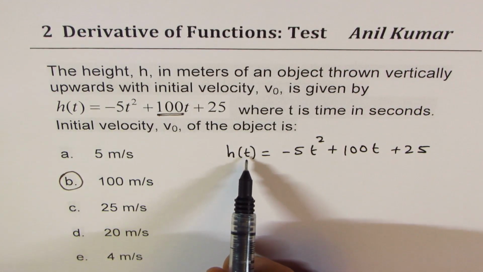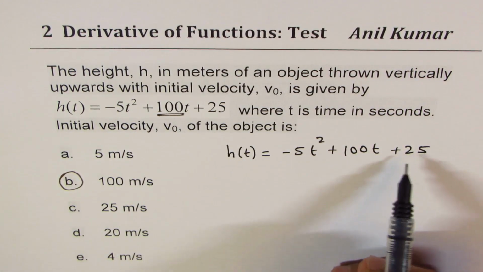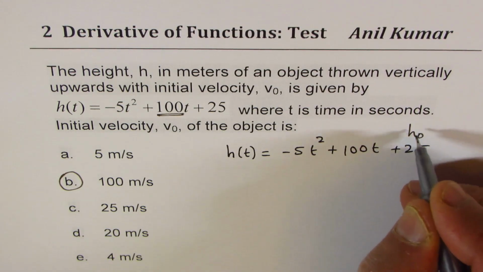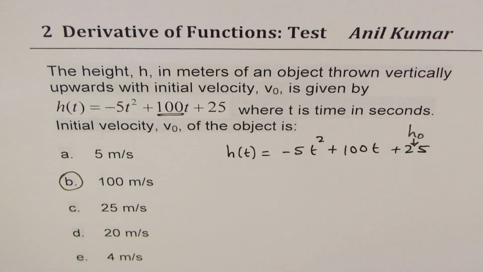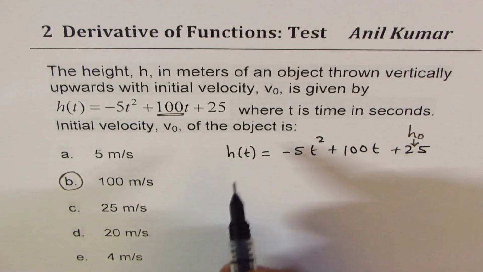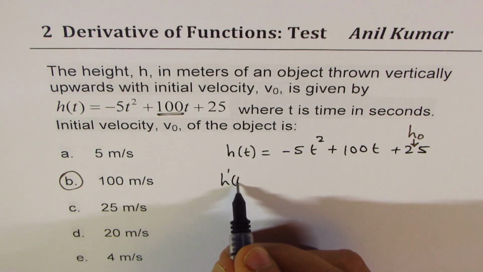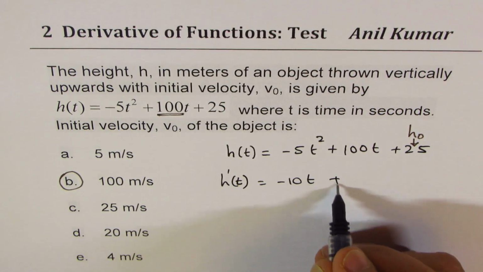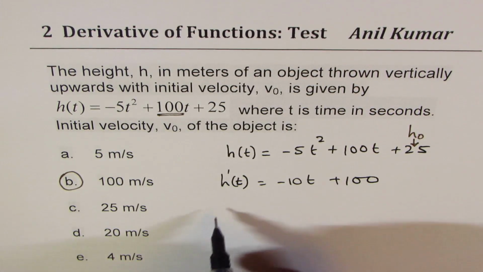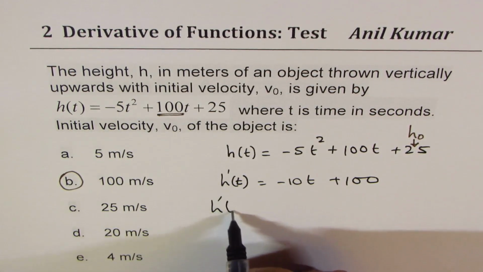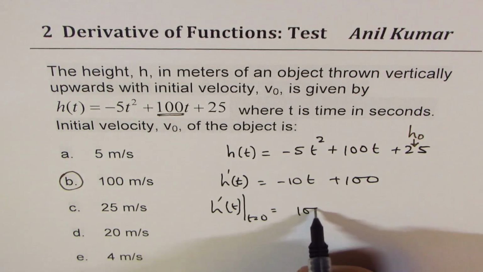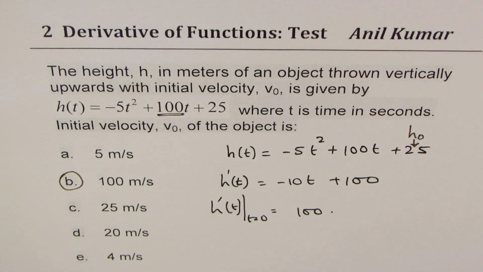So we have this function, height with respect to time, given as minus 5t squared plus 100t plus 25. If I substitute t equals 0, I get 25. This is actually the initial height. I'll call this h0. Now if I find the derivative, I get the derivative of height with respect to time as minus 10t plus 100. So what is the velocity when t is equal to 0? It is 100. So that's how you get your answer.